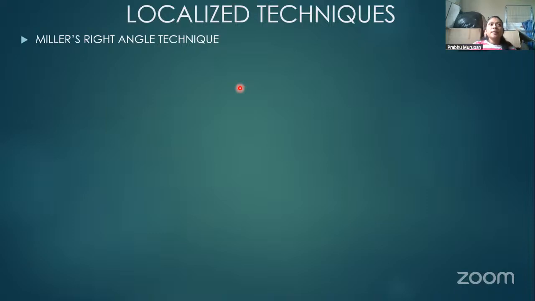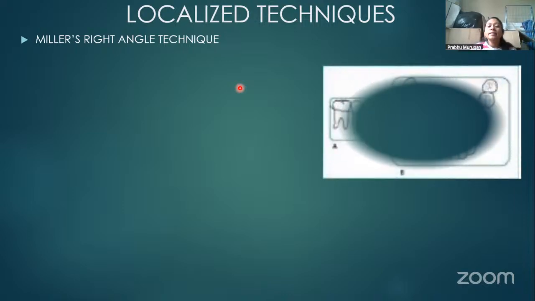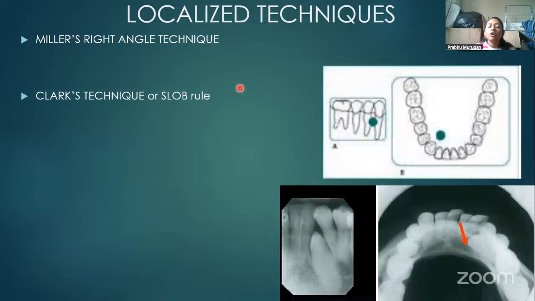Then there is object localization, in case of an impacted tooth or any kind of cystic lesion or odontoma that is present. To localize whether it is present on the buccal aspect or on the palatal or lingual aspect, or whether it is present mesially or distally, we use a technique called the localization technique. There are two main techniques: Miller's right angle technique, and second, the Clark's technique, or tube shift technique.